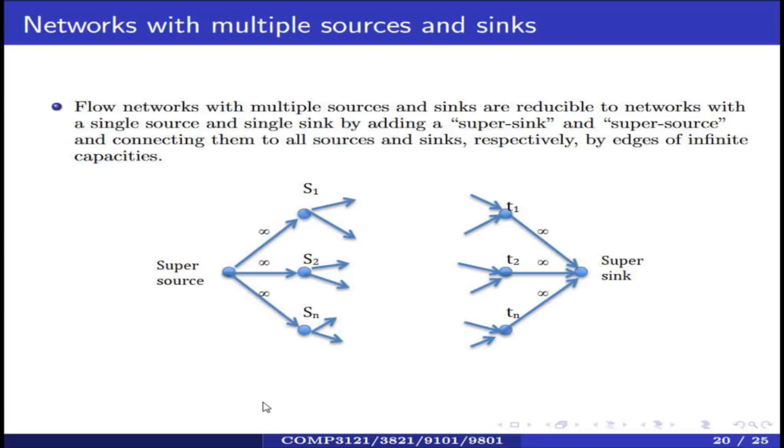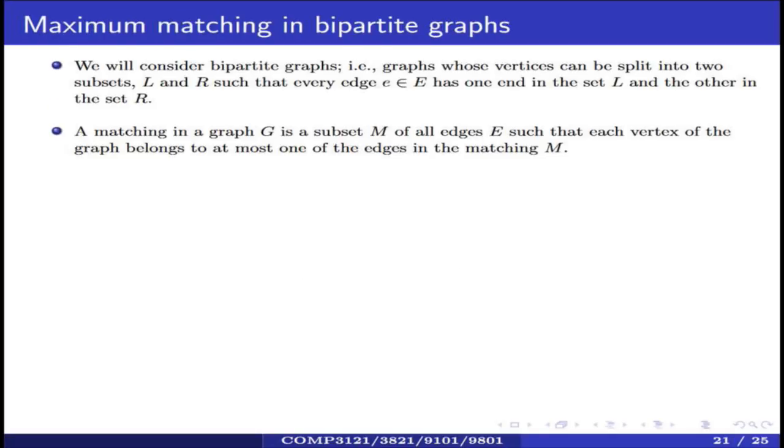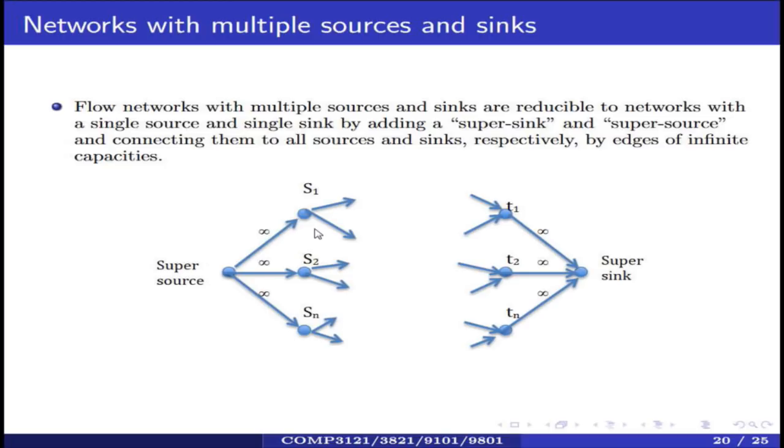Okay, so as I mentioned, first a few variations of max flow. Sometimes you want to allow both multiple sources and multiple sinks, and you want again to find max flow. Well, this is easy to reduce to the case of a single source and single sink. How do we do that? Well, you simply add a vertex, you call it a super source, and you connect it to all of the real sources in the graph with pipes of infinitely large capacity.